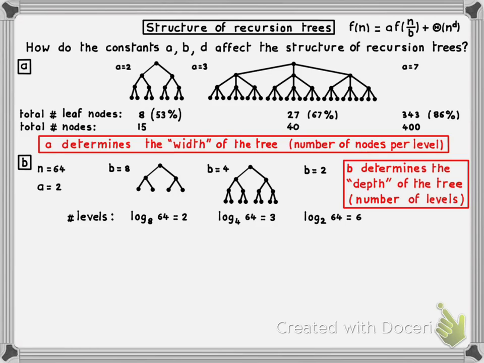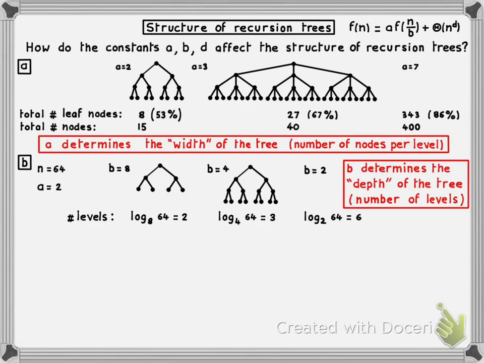Now, that's not surprising, because remember, the number of levels in a tree is the number of times you can divide n by b until you reach 1. So the smaller the base of the logarithm, the more divisions it takes until you reach 1. And therefore, the larger the number of levels under the root node. So that is the effect of the value of b on the structure of the recursion tree for a given n and a given a.